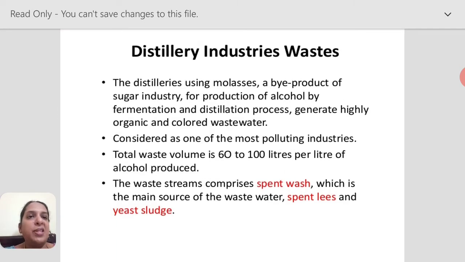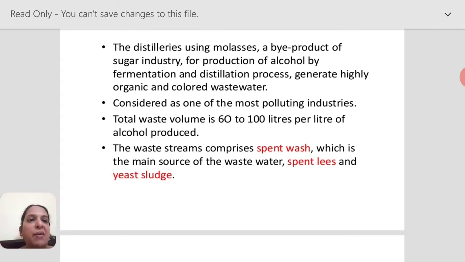As we already saw, the distillery uses molasses, a byproduct of the sugar industry, for the production of alcohol by fermentation as well as distillation. We see that highly organic as well as colored wastewater comes out of these distillery industries, and this is considered one of the most polluting industries. Total waste volume will be 60 to 100 liters of waste per liter of alcohol produced. That means 1 liter of alcohol produces 60 to 100 liters of wastewater. You can see how much wastewater is being discharged from these distillery units.